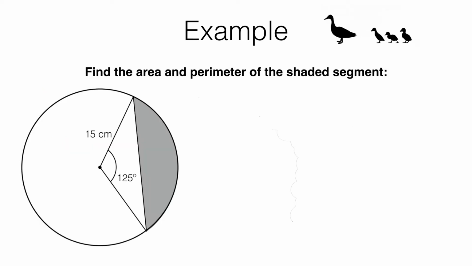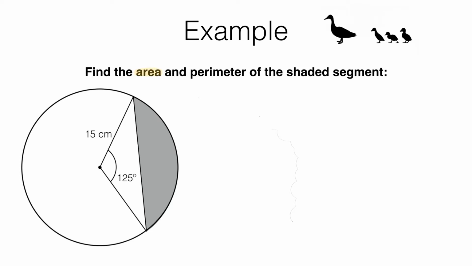Here is the question. We've got a circle, we've got a 125-degree angle here, and a sector is given to us, but we've also got this chord and a shaded segment over here. And what we need to do is find the area and the perimeter of that segment. Now let's focus on the area to start with.